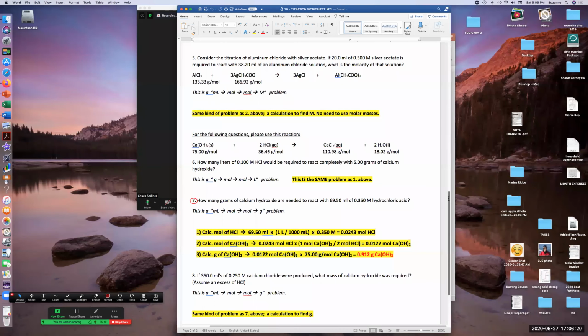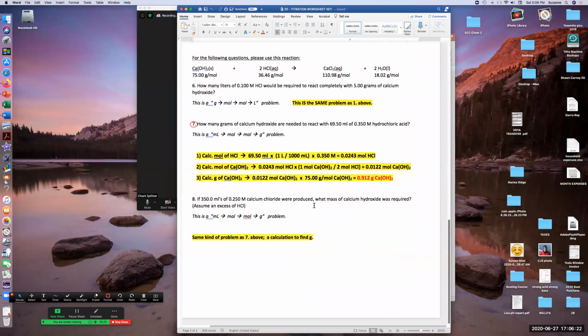The last problem I'm going to do is problem 7. If you analyze this problem, this is a mil to mol. Oh, I skipped problem 6. So you need to solve problem 6. It is the identical problem to problem 1 above, so that'll be an easy one. Just go look at 1 above, and that's how you solve it.